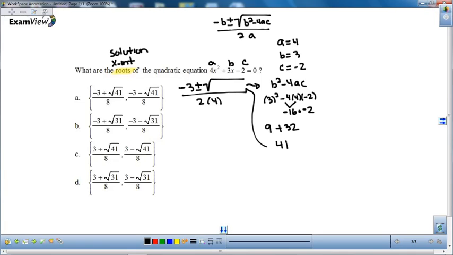So that is going to go back. Notice that we can't simplify 41. Even if we do a prime tree, it's not simplified. So we're going to have negative 3 plus or minus the square root of 41 all over 8. And notice that for the answers, instead of writing it as a plus or minus, they wrote it as two answers. So the answer is A.